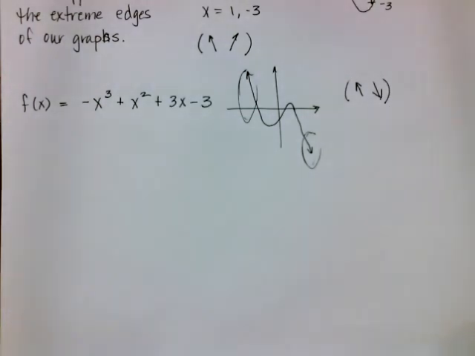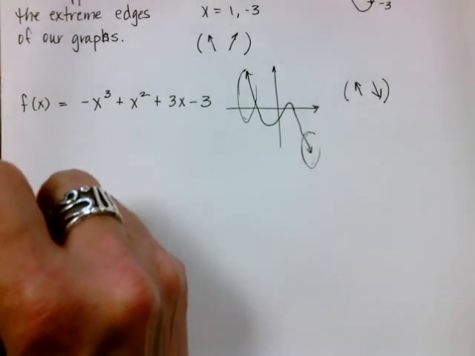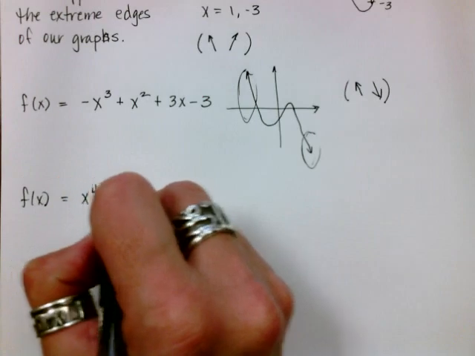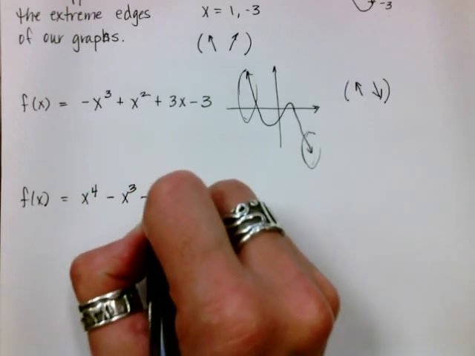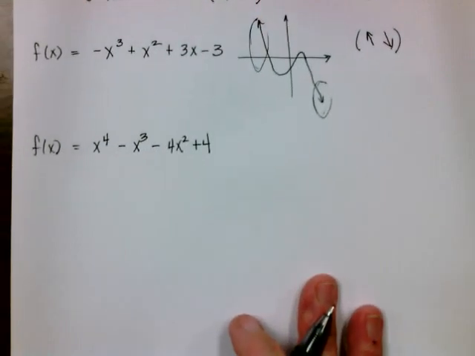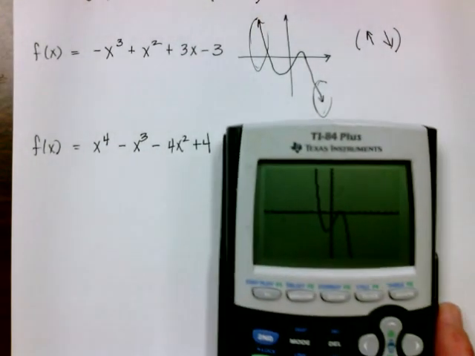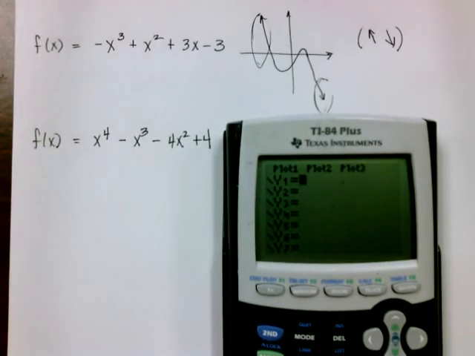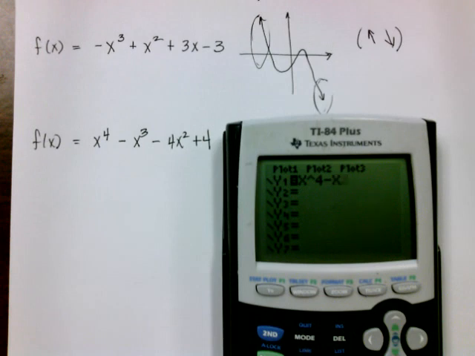Alrighty, so let's do one more example. I'll bring my grapher back in a minute. And let's say this one was x to the fourth minus x to the third minus 4x squared plus 4. And again, because we really haven't talked about how to do a graph, I'm going to do this one on my grapher, okay? So if I enter that equation into my grapher, x to the fourth minus x to the third minus 4x squared plus 4, and I graph it.